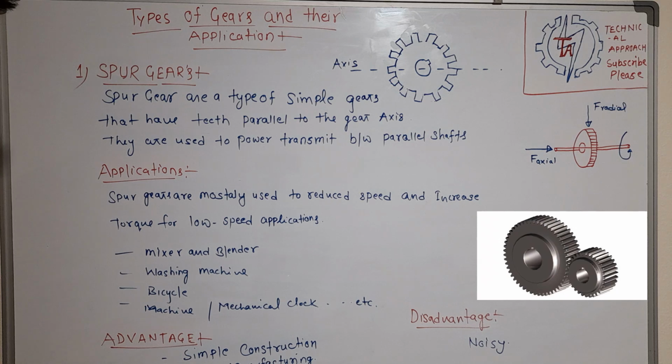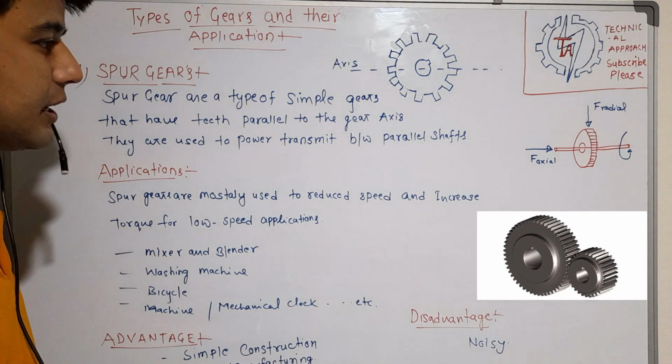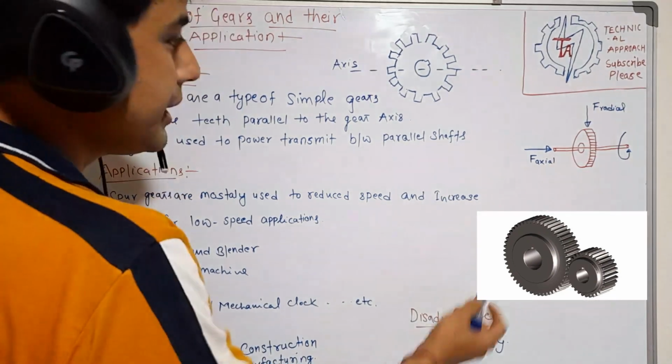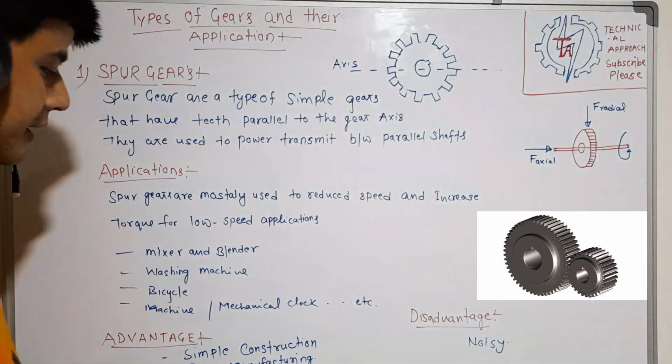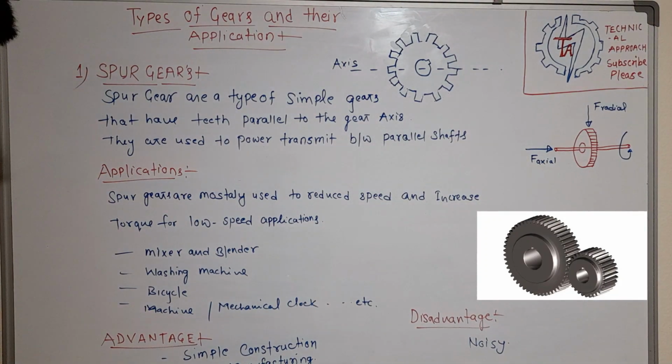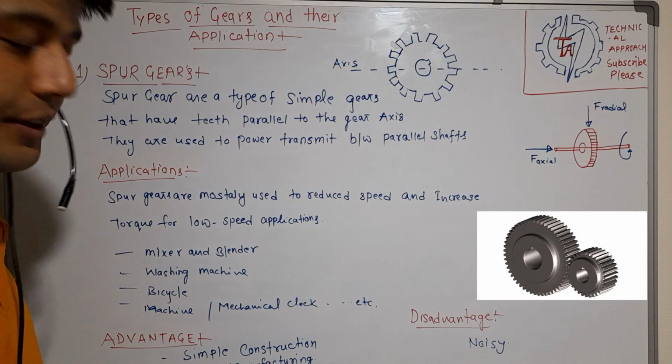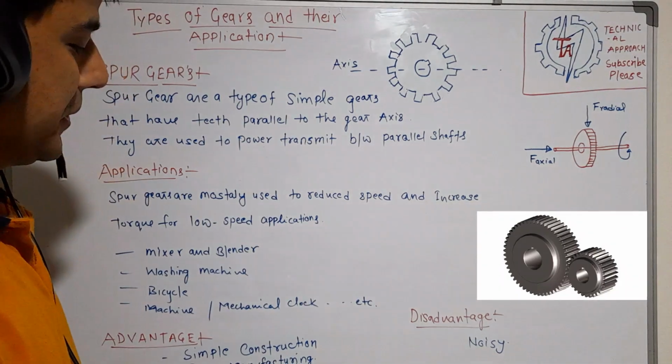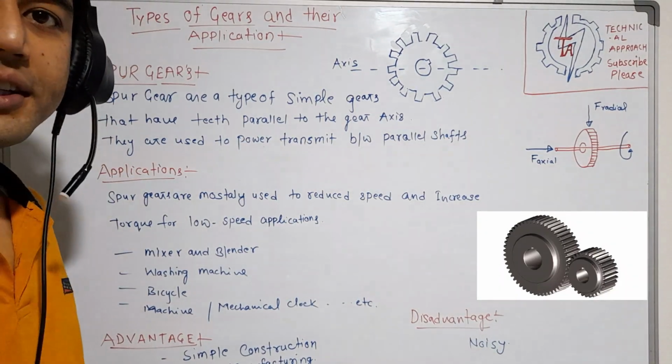Advantages of spur gear: simple construction. Spur gear construction is very simple. Easy manufacture, low cost, high efficiency. Various gear ratios can be achieved.